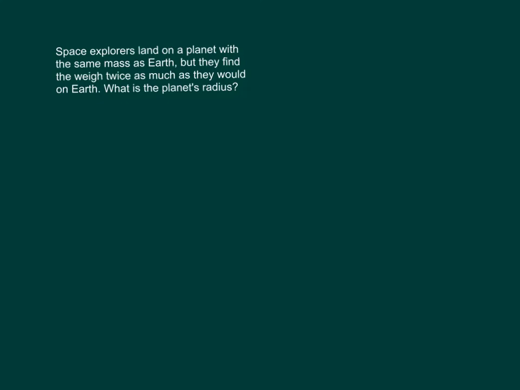Here's a problem that involves universal gravitation. Space explorers land on a planet with the same mass as Earth, but they find they weigh twice as much as they would on Earth. What is the planet's radius?